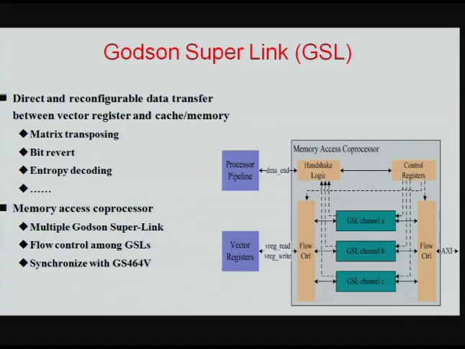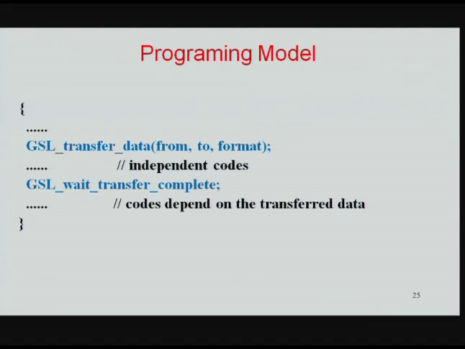So this is the idea of the XPU. The programming model is very simple. We start to transfer data from where to where and in what format. This is very important because in a way we reorganize the data. And then independent code can be here, because hardware does not support dependence. But it provides synchronization. We wait for the transfer to complete, then we can use the data here.